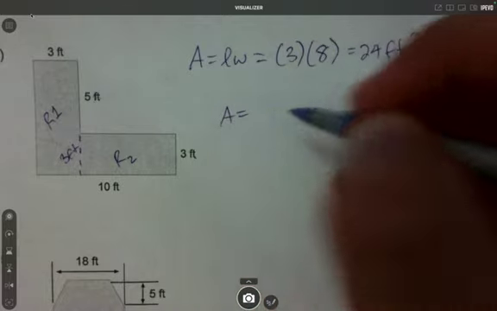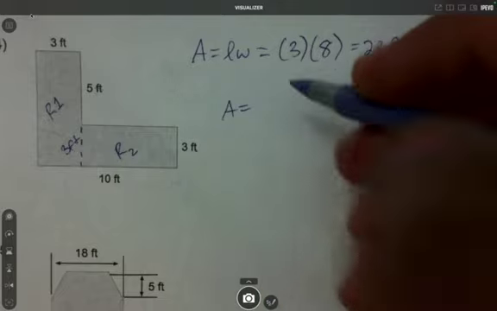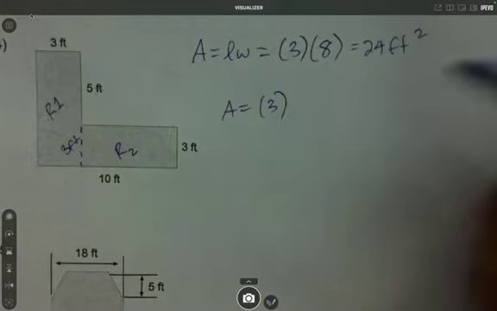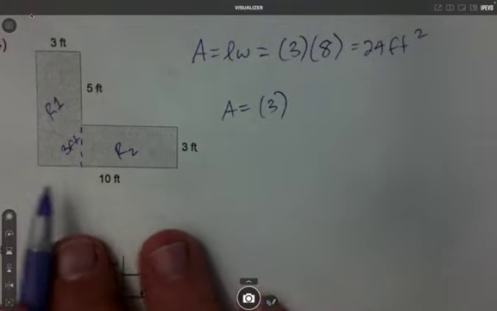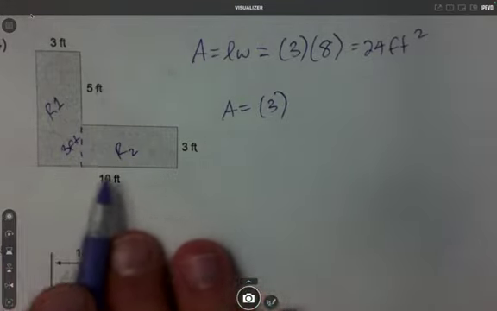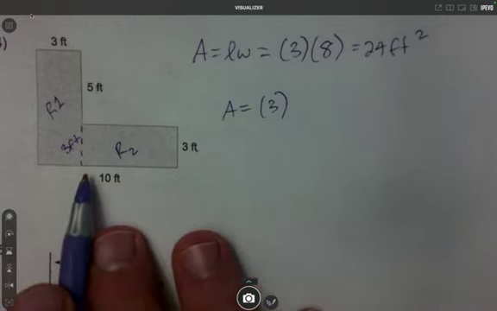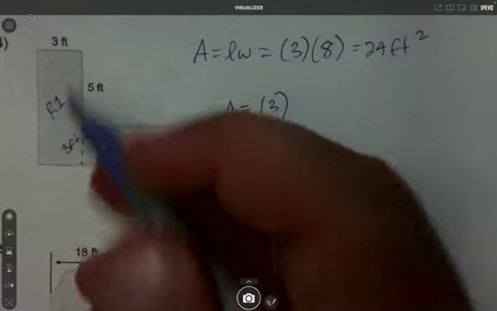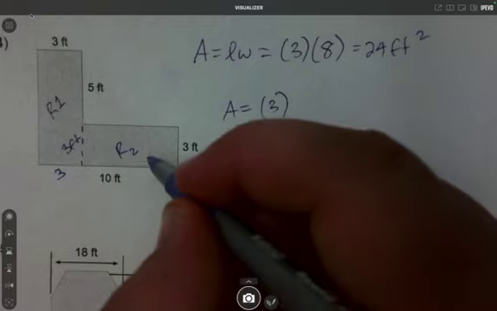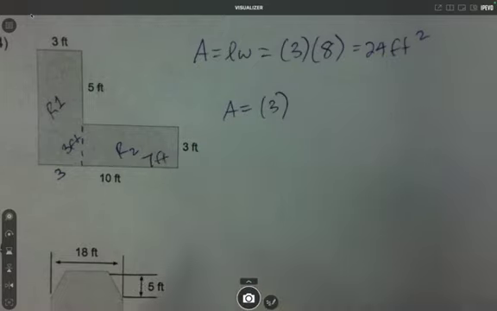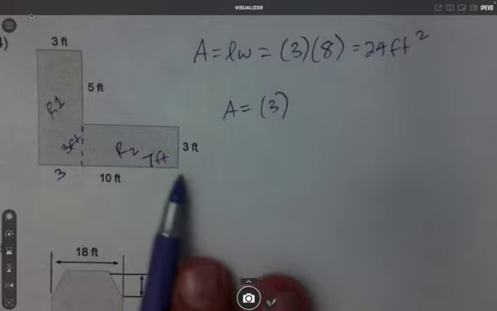Now for the second rectangle, this one is also clear, again 3 feet, but 10 is the length of this entire side. So from this point to this point is 10 feet. But we're only going from here to the dotted line. So if you look up here, we know this is 3 feet, so this little segment is also 3 feet, which means this segment must be 7 feet, because we got to make sure 3 and 7 add up to 10 to make the entire side.